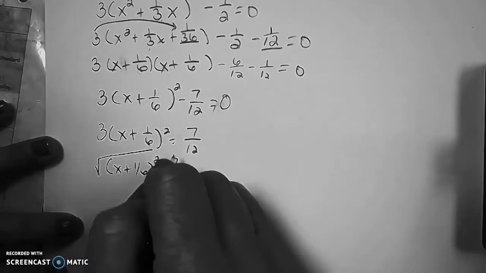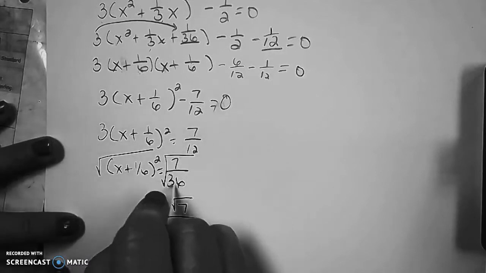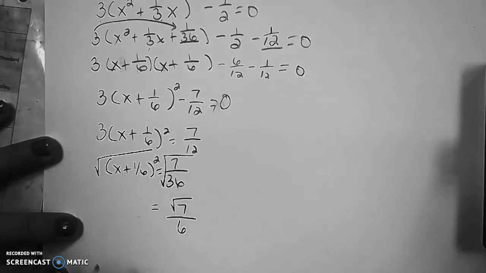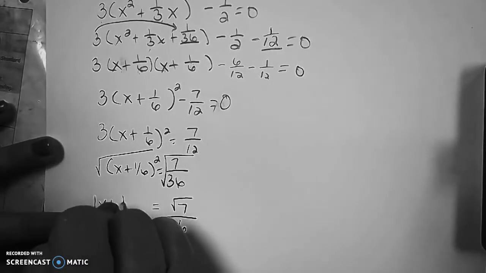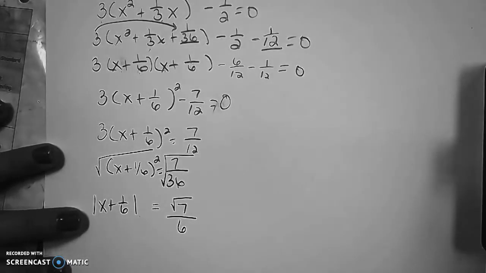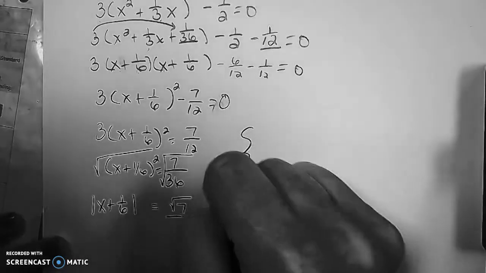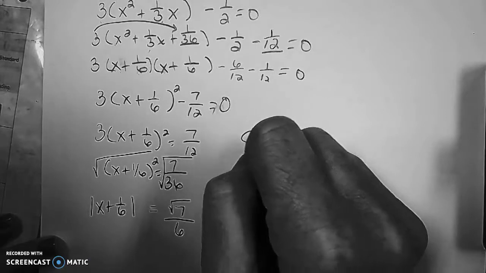I'm going to take the square root of both sides. The square root of 7, I can't do anything with that. The square root of 36 is 6. On the left-hand side, I know that positive values come out of square roots, and so I need absolute value. And here's where my two solutions come from. They come from the piecewise.